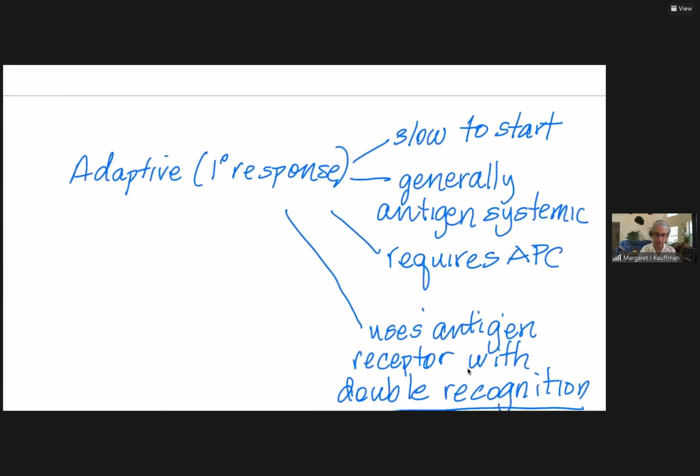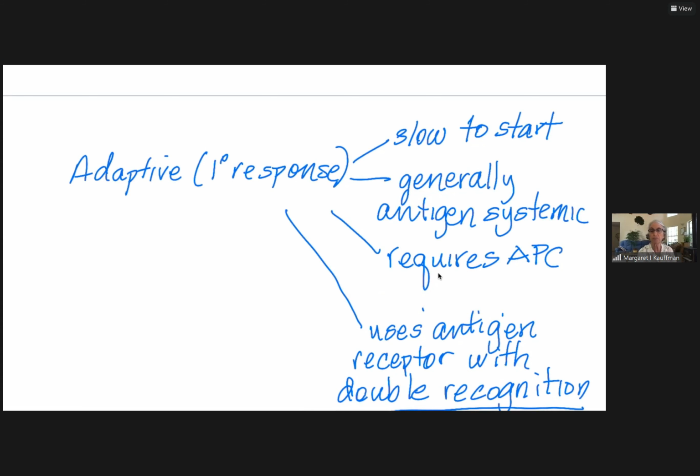There we go. Okay, so as she mentioned, the adaptive response is slow. Generally the antigen has to become systemic, at least reach the lymphatic tissues, before you're going to get an adaptive response, because that's where most of the cells are going to reside, or at least wander in and out of. And they'll need to encounter other cells within the lymphatic tissues in order to generate this.